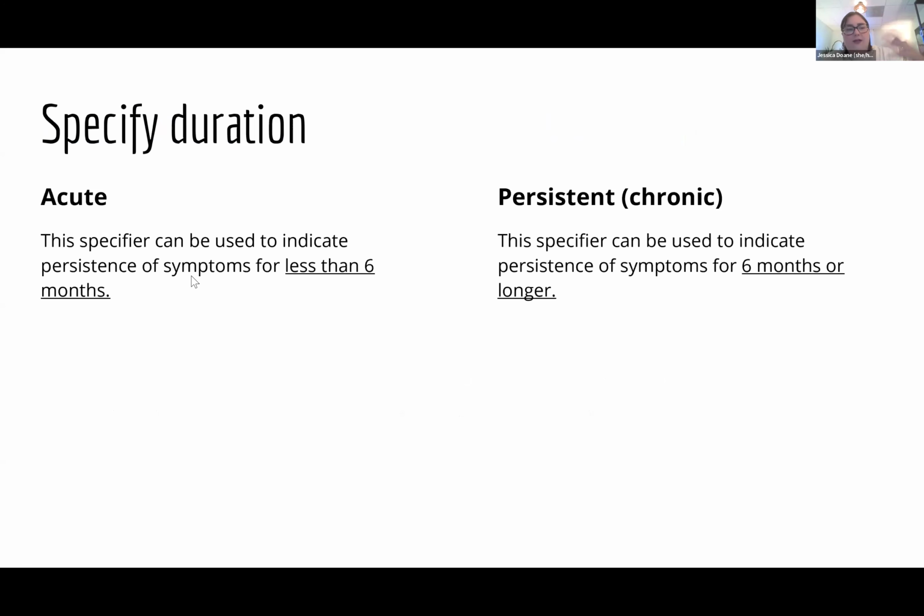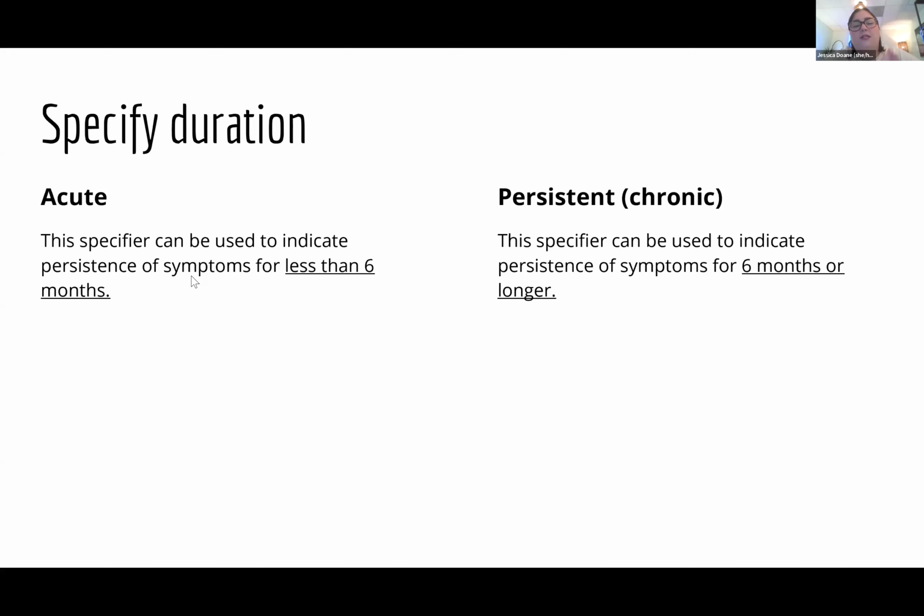All right. I've talked quite a bit about the need for a specification for duration and timelines. This is broken down into acute and persistent or chronic. By definition, symptoms cannot persist for more than 6 months after the termination of the stressor or the consequences of the stressor. The persistent specifier therefore applies when the duration of the disturbance is longer than 6 months in response to a chronic stressor or to a stressor that has enduring consequences. So, acute, this specifier is going to be used to indicate the persistence of symptoms for less than 6 months.